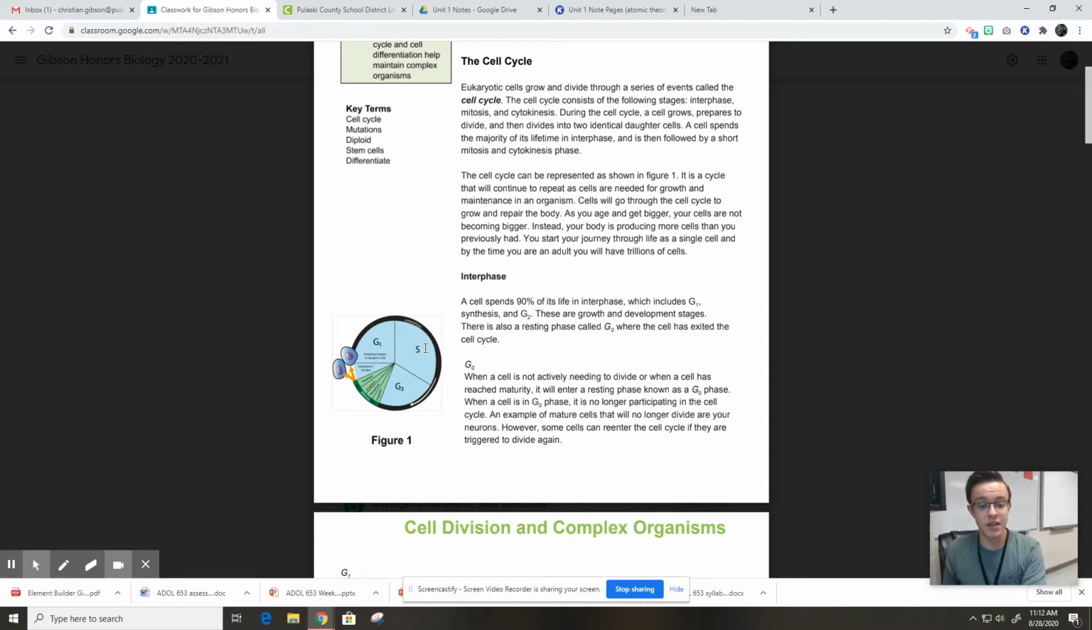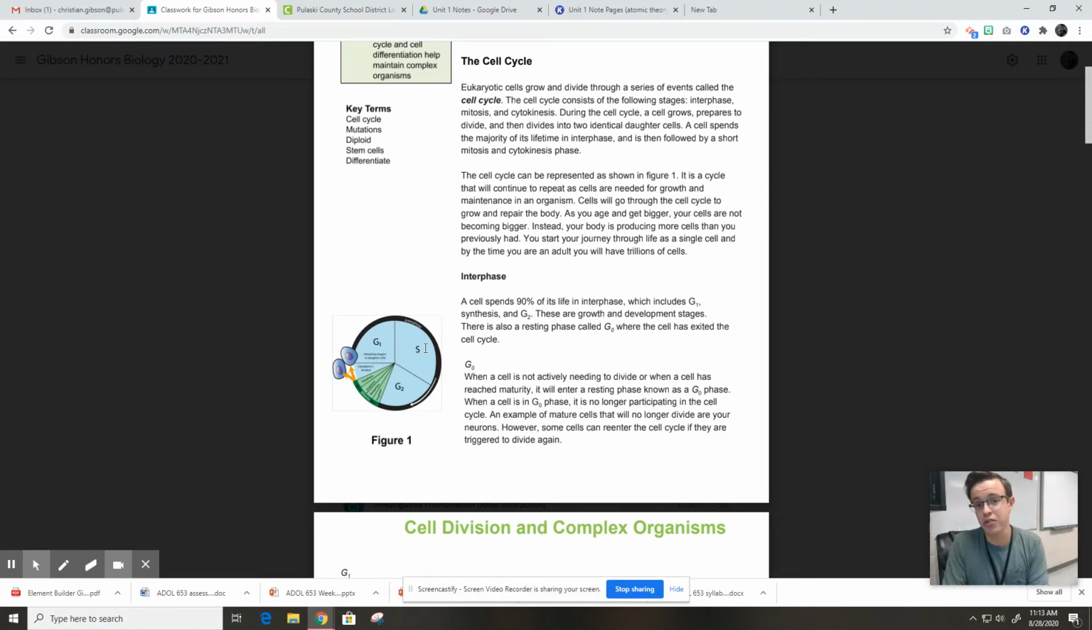All right, then a cell goes into G2 phase. This is where the cell is really preparing to go through mitosis, preparing to go through cell division. So some of the other structures inside of the cell called organelles are going to start to duplicate. The cytoplasm, the fluid inside of the cell, is starting to gain in volume so that everything is ready for those two cells to split apart.